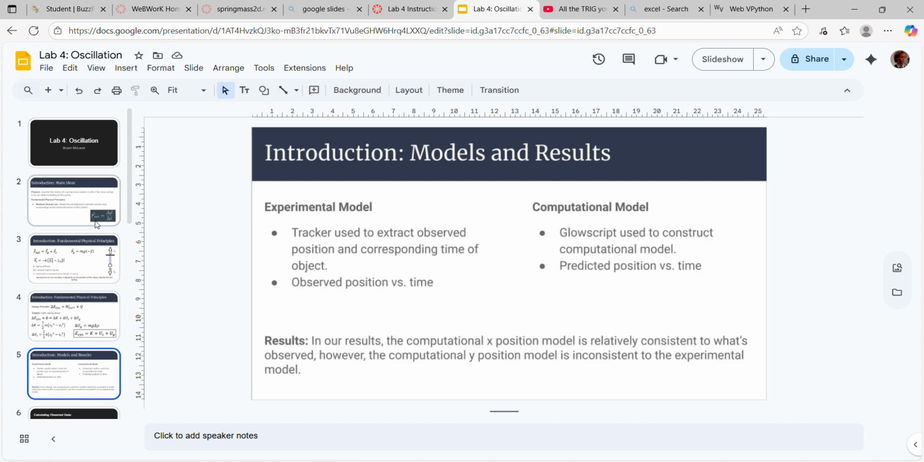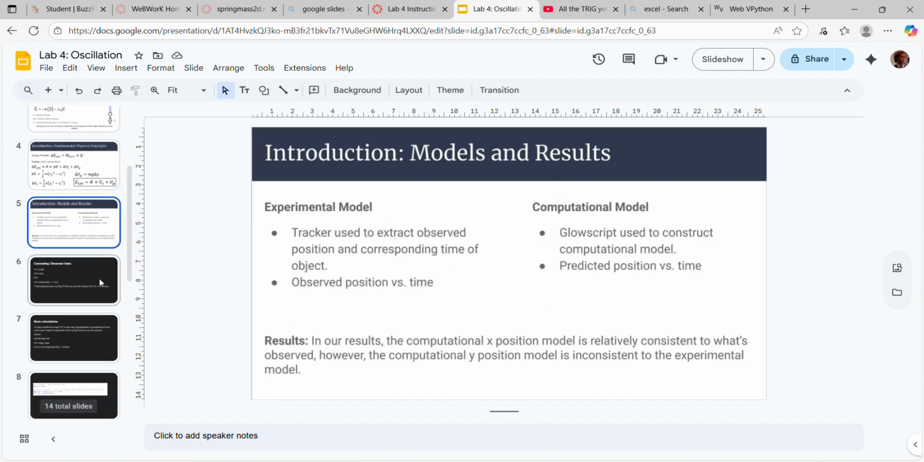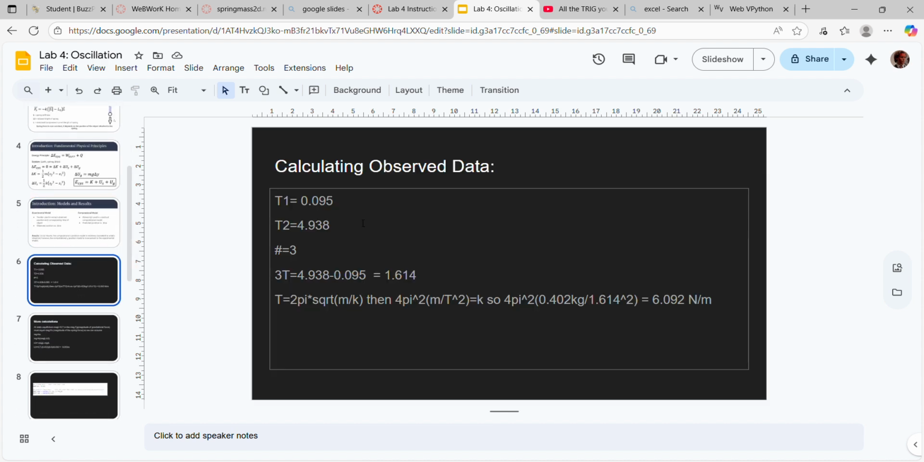Coming back over here, we can go ahead and start with calculations. So we can find our spring stiffness based on the oscillations. If we start at 0.95, which is where I started in the data because I excluded the first two data points, then we find how many oscillations we've done. We've done three around the circle.